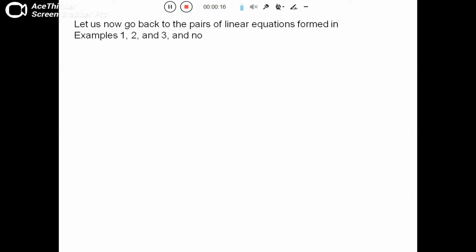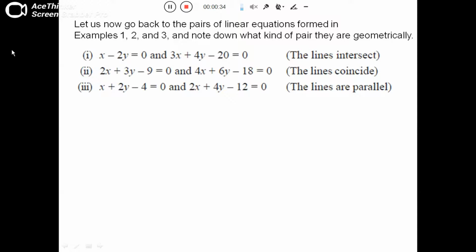Now children, let us understand these conditions based on your previous examples. Let us go back to the pairs of linear equations formed in examples number 1, 2 and 3 that you read in the last session, and note down what kind of pair they are graphically, which you have drawn. In the first example, your equations were x minus 2y equals 0 and 3x plus 4y minus 20 equals 0.